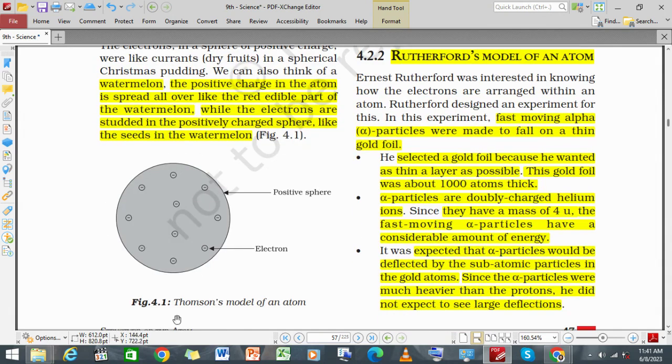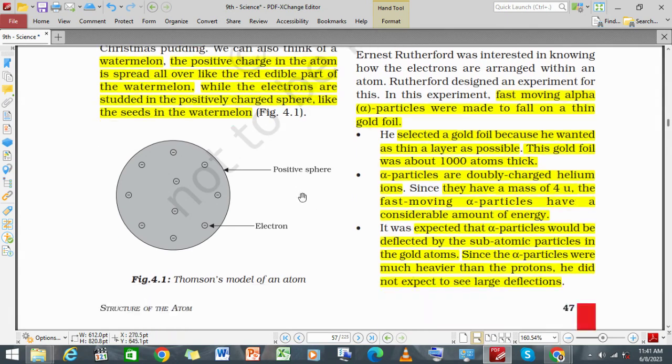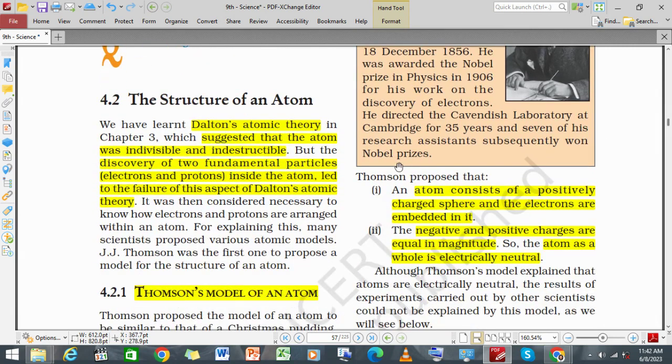He described it like this. It is quite like a watermelon, Thomson's model. He had found the electron, and he said that everything inside is a positive sphere, but the electrons are like the seeds in between, embedded in that positive sphere, like a watermelon. The positive charge in the atom is spread all over the red edible part of the watermelon, while the electrons are spread in the positively charged sphere like the seeds of a watermelon. So this was J.J. Thomson's idea.